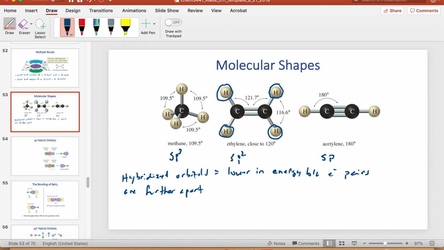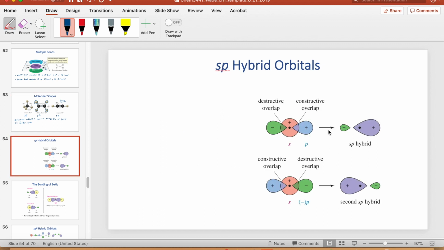So let's look at sp over here now. These are sp hybridized orbitals. Our geometry for this one is going to be linear, so we have a 180-degree bond angle. And let's look at what's involved in forming these bonds. We can have constructive or destructive overlap that we see here.